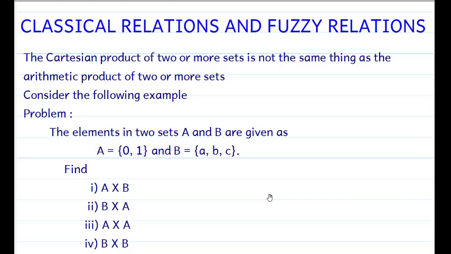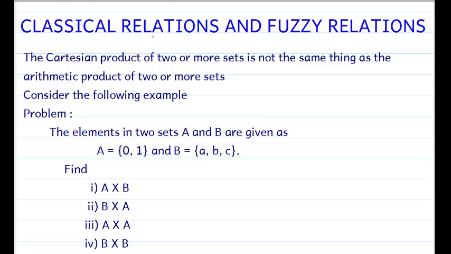Hello everyone, welcome to the soft computing lecture series, and we are doing fuzzy logic. So we have seen the classical sets and the fuzzy sets. Now we continue with the same theory ahead with classical relations and fuzzy relations. In today's session we'll see what fuzzy relations are and what classical relations are.